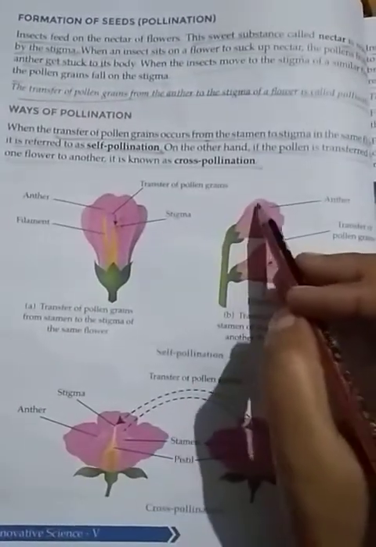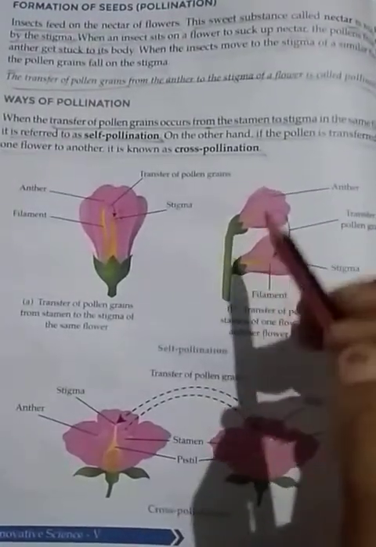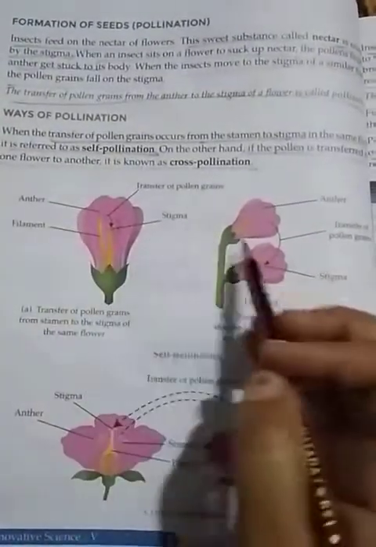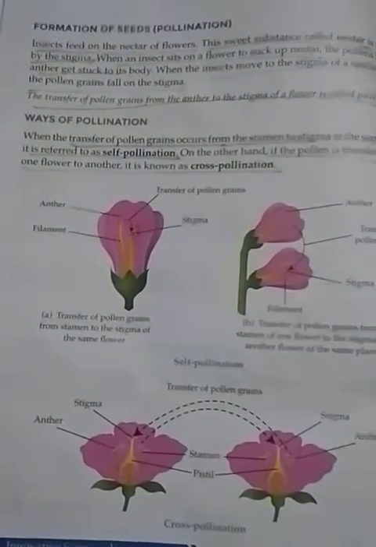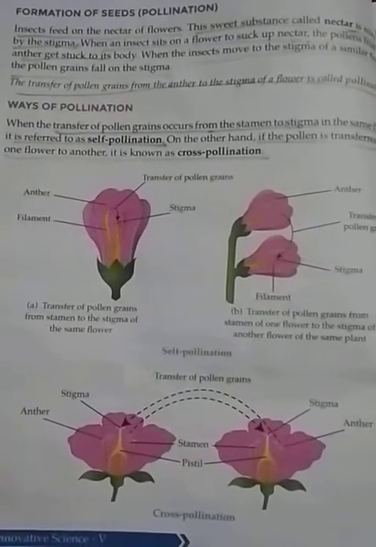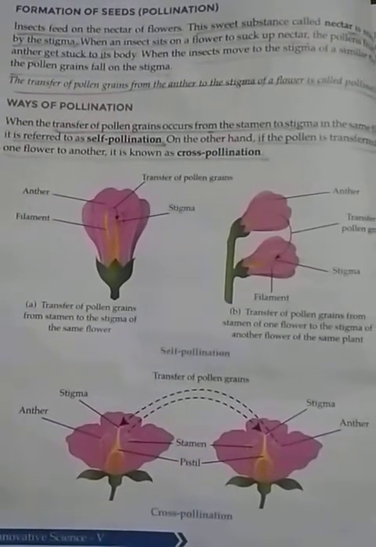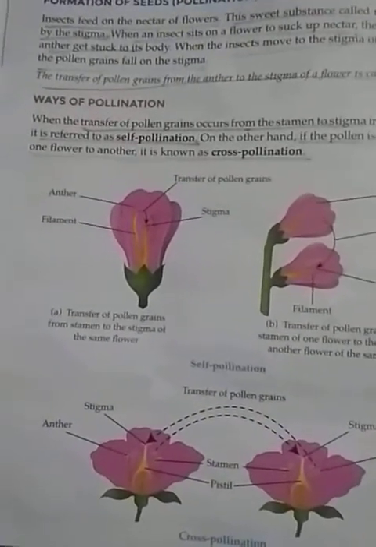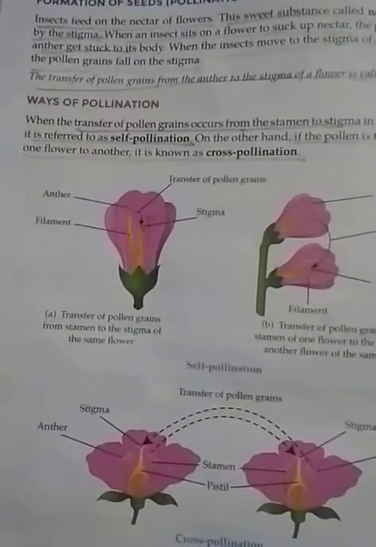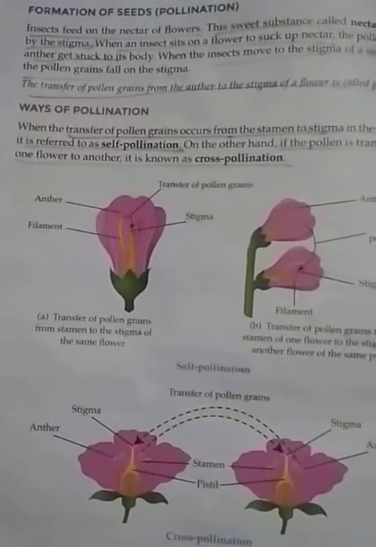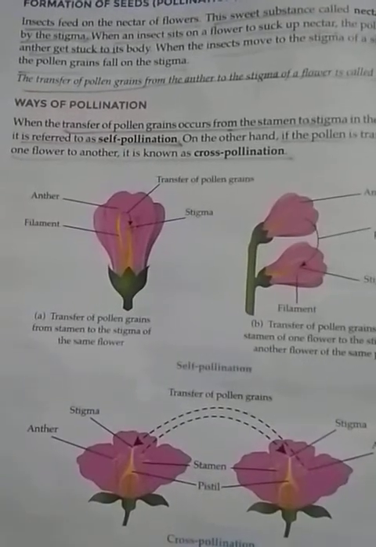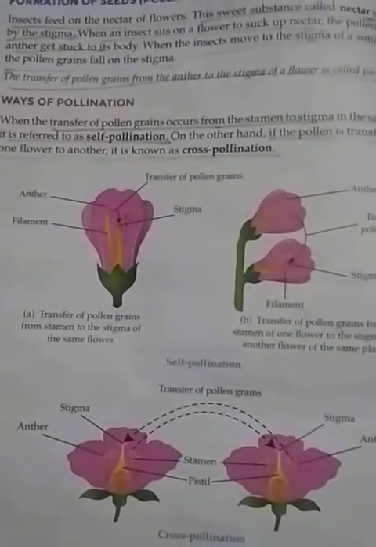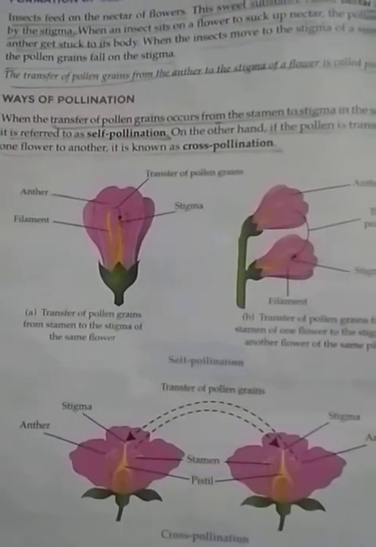Okay, and between the two flowers of the same plant, the transfer of pollen grains is happening to the stigma. In both cases, this is self-pollination. When pollens are transferred in the same flower from the anther to the stigma, or between two different flowers of the same plant, in both cases it is self-pollination. In simple words, when pollen of the same flower or of the same plant is transferred from the anther to the stigma, it is known as self-pollination.